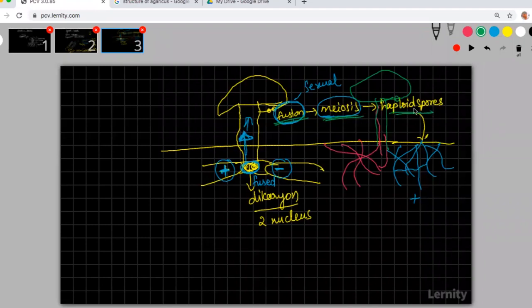And then what will happen after the reproduction is completed? After the spores are dispersed, that will die. Usually mushrooms and all will not live for long. The basidiocarp will not survive for a longer time. Once the spores are dispersed, they will die. That is what I told you.